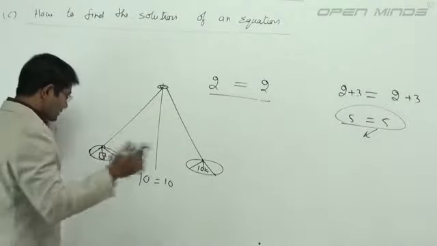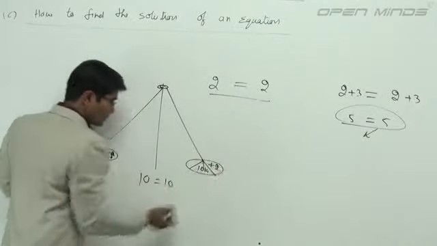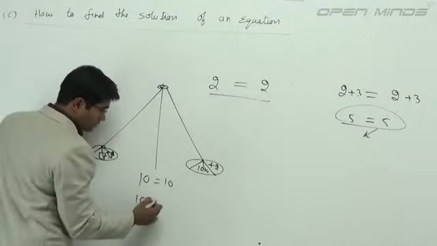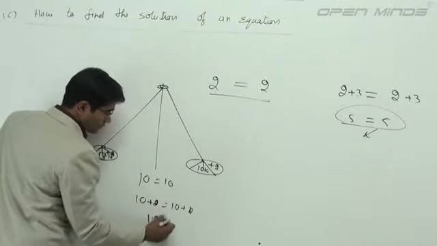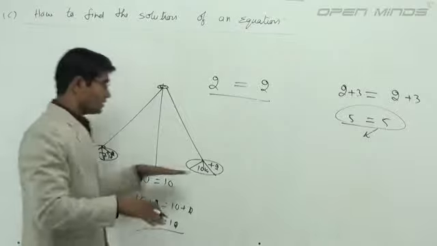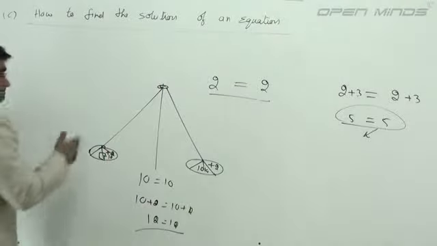Right, cool. Now let's say I add another 2 kgs here, and I add the same 2 kgs here. What happens? I'll write 10 plus 2 is equal to 10 plus 2. That becomes 12 is equal to 12. Now, do you think this balance will go up and down? No, it will not.